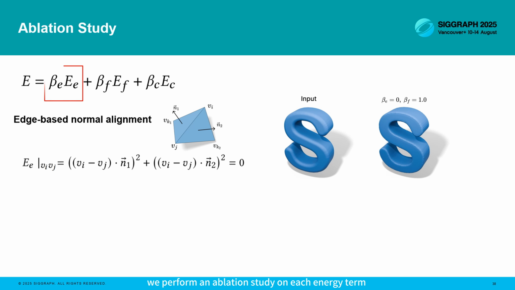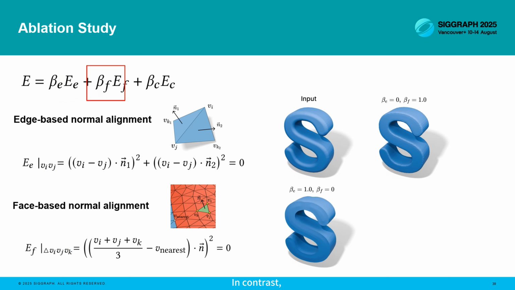Finally, we perform an ablation study on each energy term involved in the fillet removal optimization. When the edge alignment term is removed, the overall shape can still be roughly recovered, but sharp features are missing. This demonstrates that the edge alignment term is crucial for preserving or extruding sharp features.